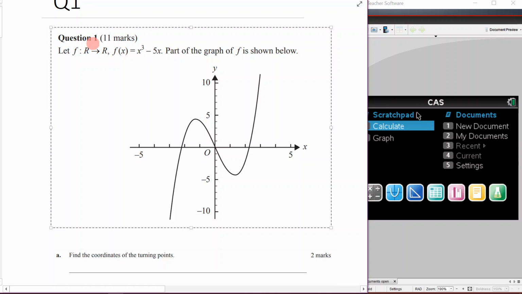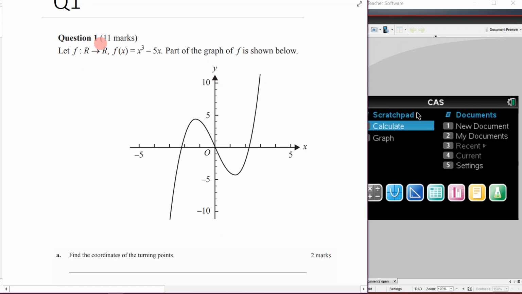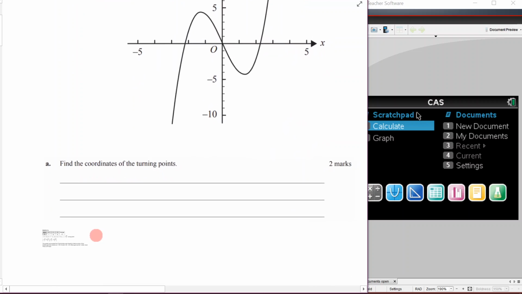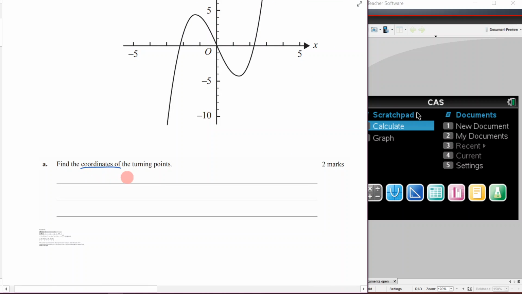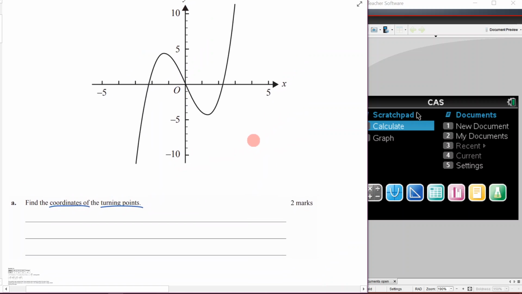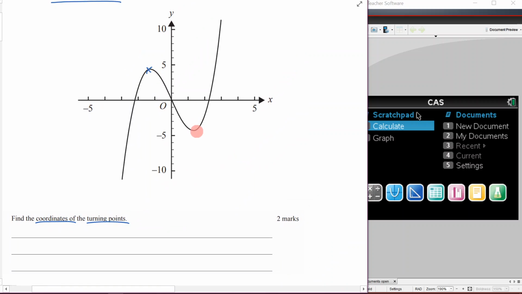Okay, so we are working through question 1 here, which says let f be equal to this. Part of the graph of f is shown below. Here it is shown. The very first thing that we're being asked to do here is find the coordinates of the turning points. So that means we need to find this point and we need to find this point, and they need to be in coordinates.